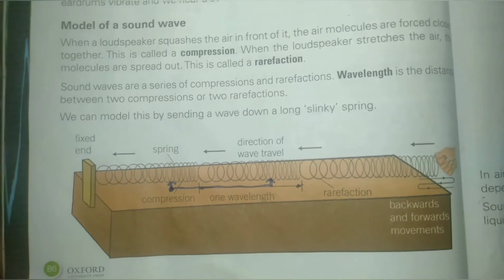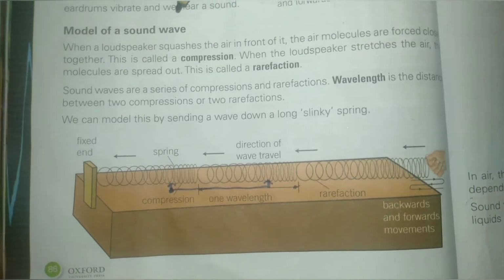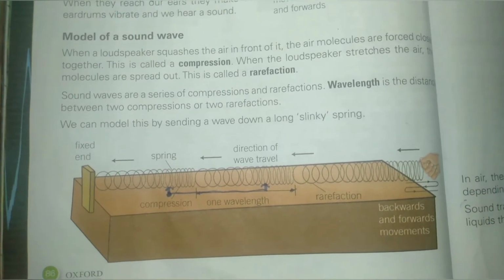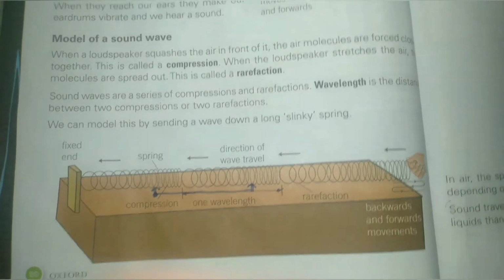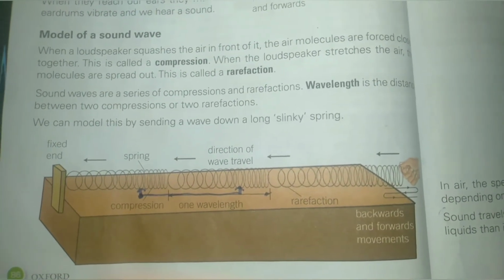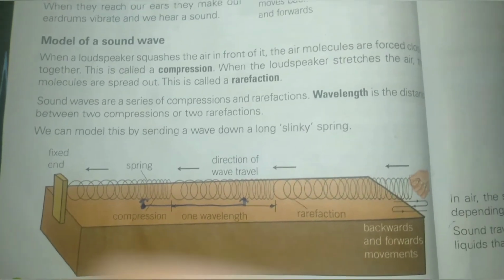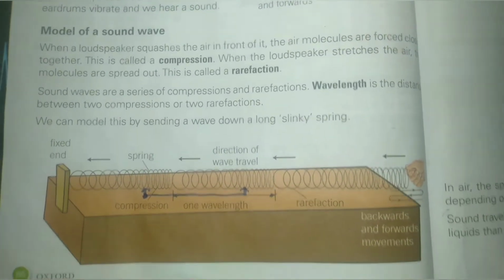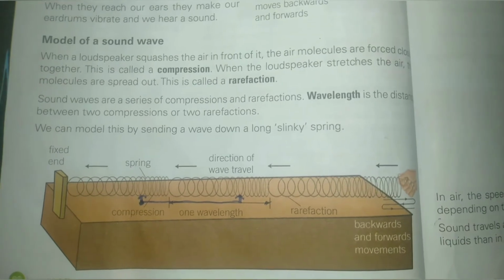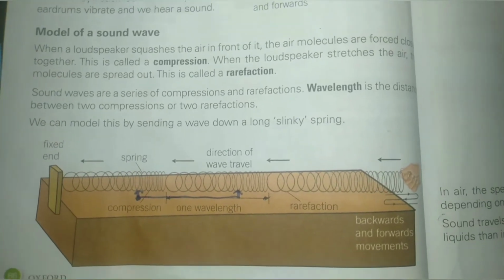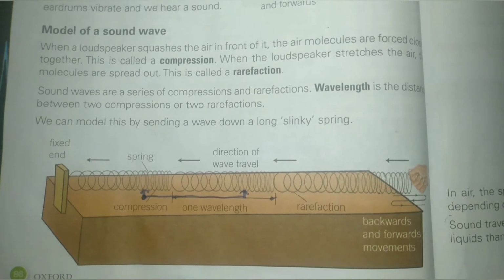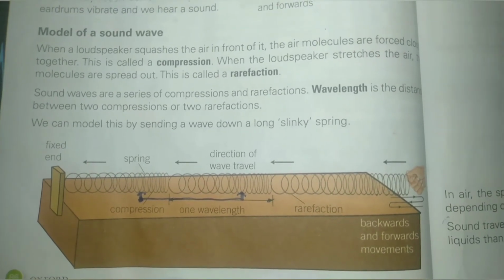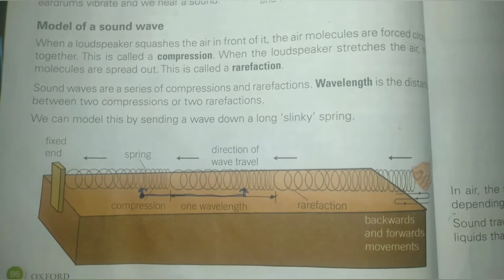Okay students, our next topic is model of a sound wave. When a loudspeaker squashes the air in front of it, it means the air molecules are forced close together, and this is called compression. And when the loudspeaker stretches, the air molecules are spread out, and this is called rarefaction. Sound waves are a series of compression and rarefaction.